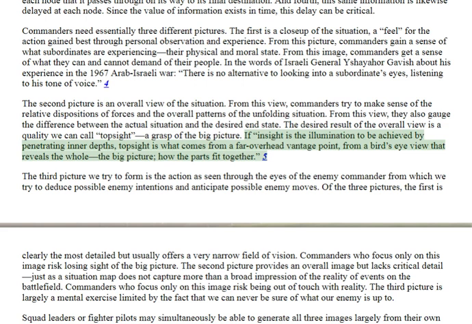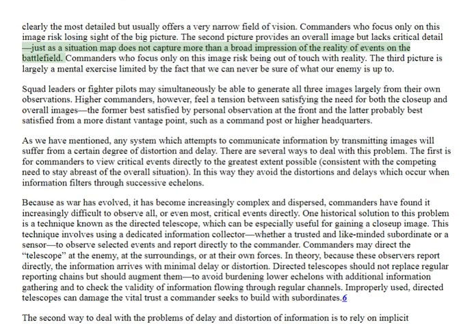Topsight is the illumination to be achieved by penetrating inner depths. Topsight is what comes from a far overhead vantage point, from a bird's eye view that reveals the whole big picture, how the parts fit together. Just as a situation map does not capture more than a broad impression of the reality of events on the battlefield, commanders who focus only on this image risk being out of touch with reality.